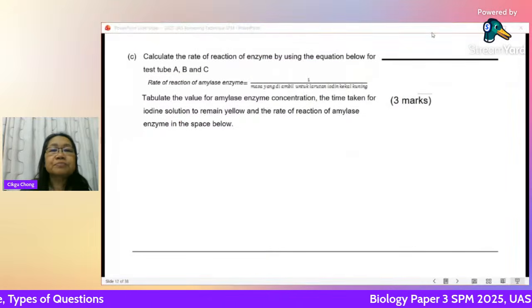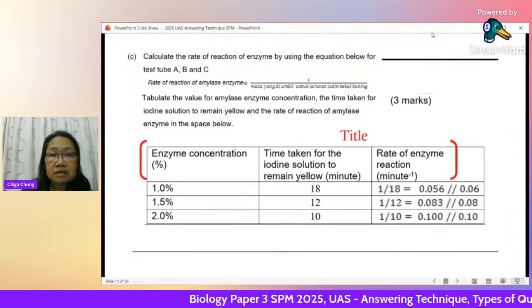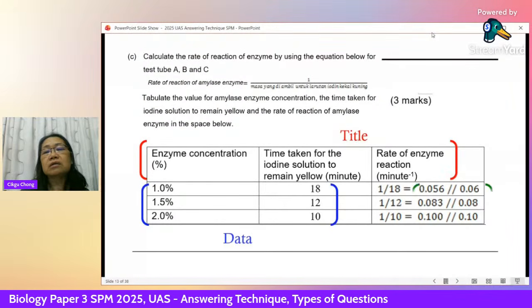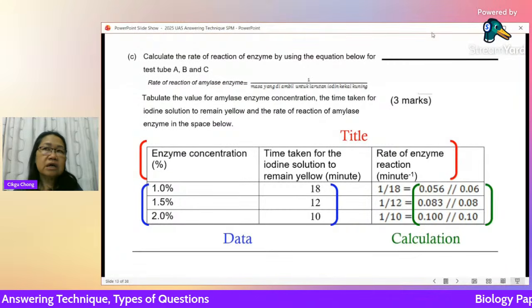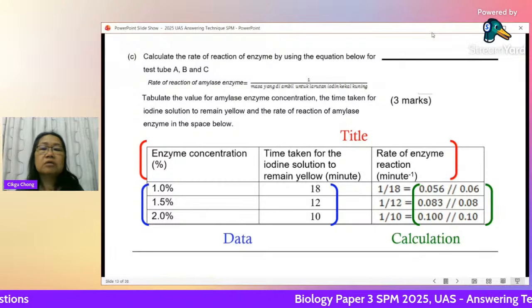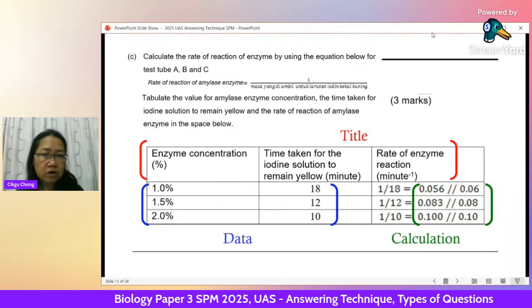So here, this is your title, 1 mark. This is your data, 2nd mark. This is your calculation. If not a consistent number of decimal places, consider no mark for calculation. You only get 2 out of 3. So everything must be correct here.